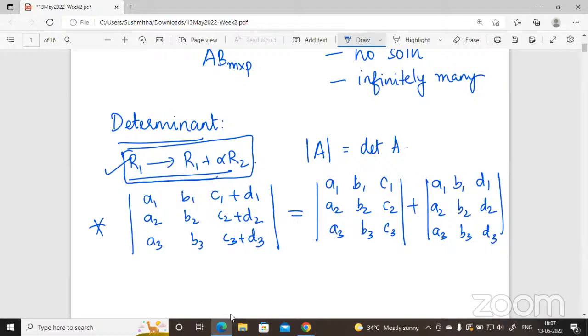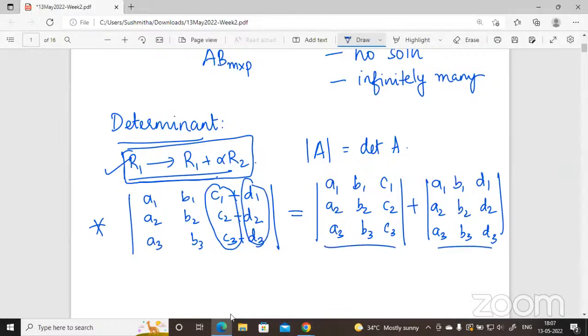Okay, ma'am, can you please repeat? Yeah. So this is one matrix whose first column is A1, A2, A3, second column is B1, B2, B3. And the third column, I have sum of certain entries, C1 plus D1, C2 plus D2, C3 plus D3. This is equal to the determinant of the matrix where the first and second columns are as it is. The third column is split into this plus this.